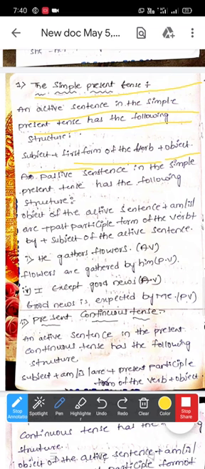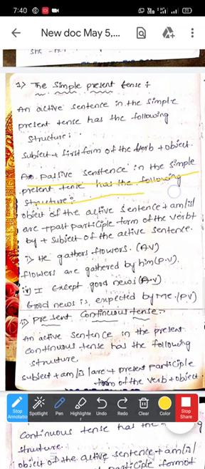When we go to examples, I will say it once. A passive sentence in the simple present tense has the following structure: object of the active sentence plus am, is, are plus past participle form of the verb plus by plus subject of the active sentence. This is the structure of passive sentences.